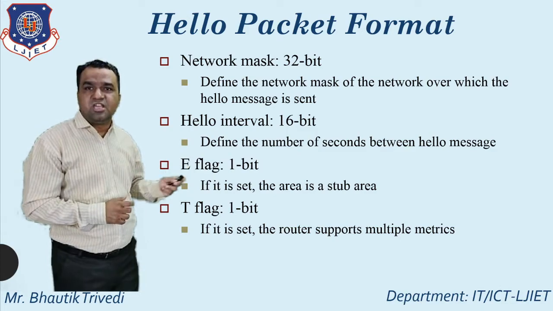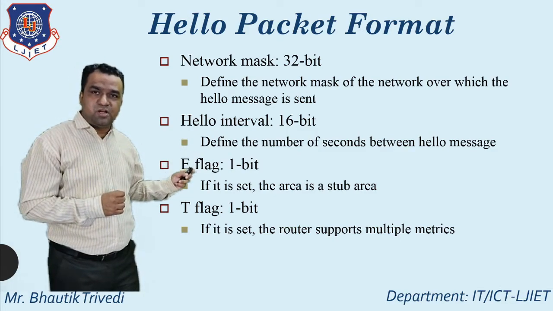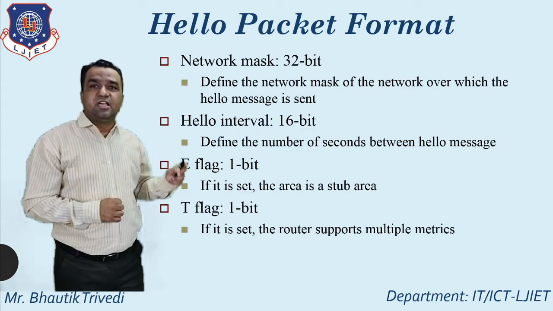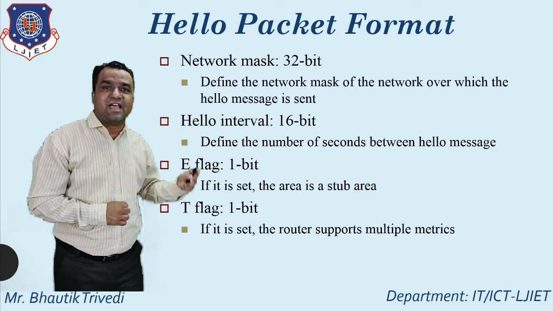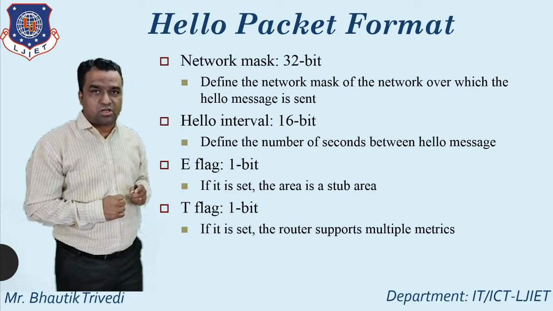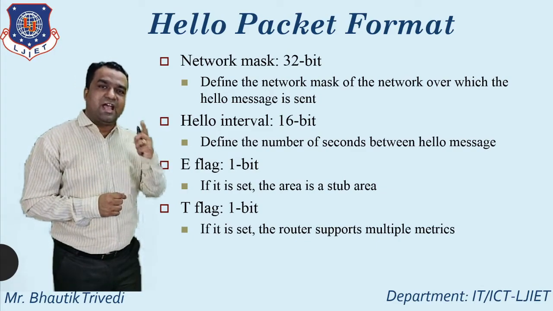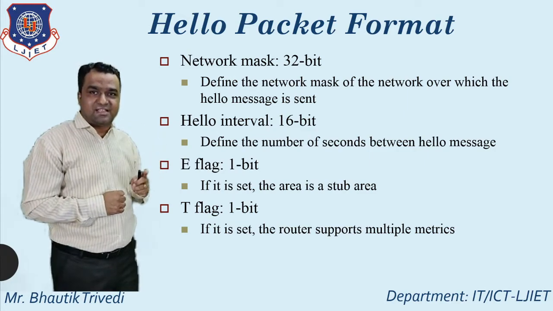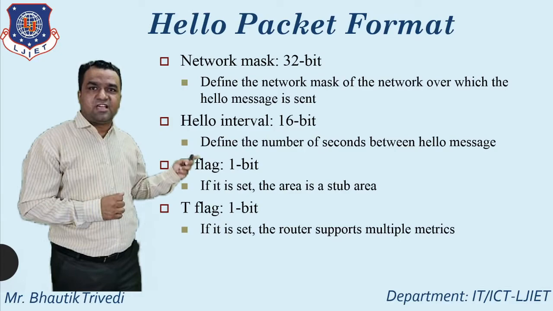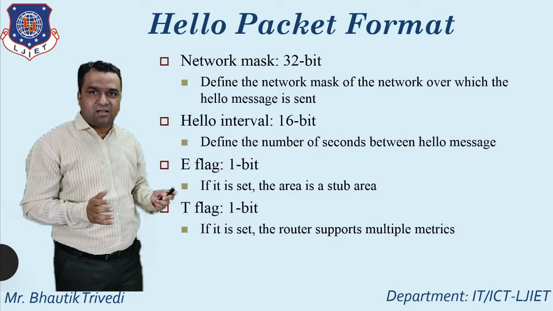The third one is the E flag. What is the meaning of the E flag? If this particular flag is set, the area is considered a stub area. And all of you know what a stub link means: only one router for the entry and only one router for the exit. This kind of situation is known as a stub link. So when the E flag is set, the area is considered a stub area.